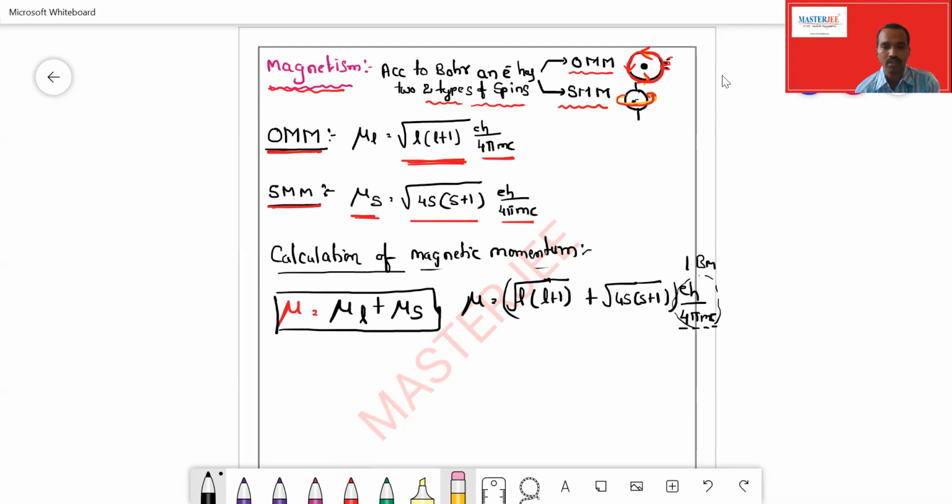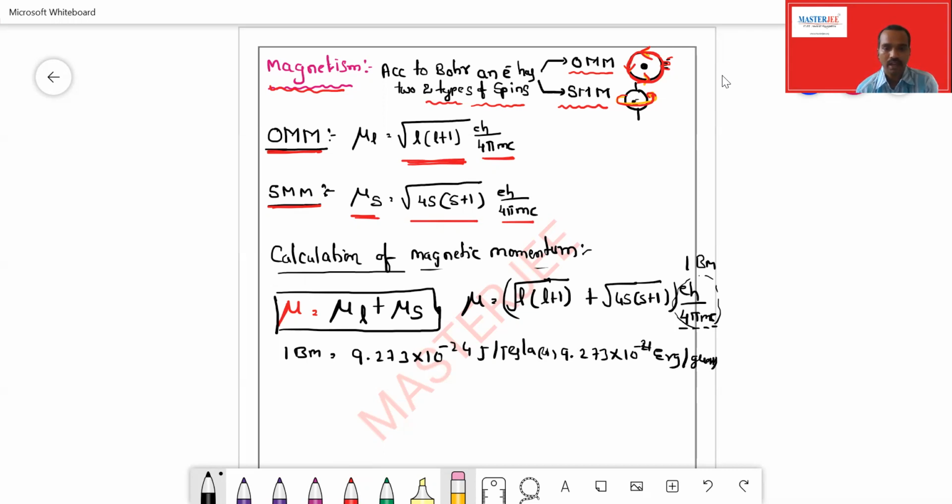1 Bohr magneton is equal to 9.273 into 10 power minus 24 joule per Tesla. Otherwise, it is 9.273 into 10 power minus 21 erg per gauss. So that is the value of this 1 Bohr magneton.